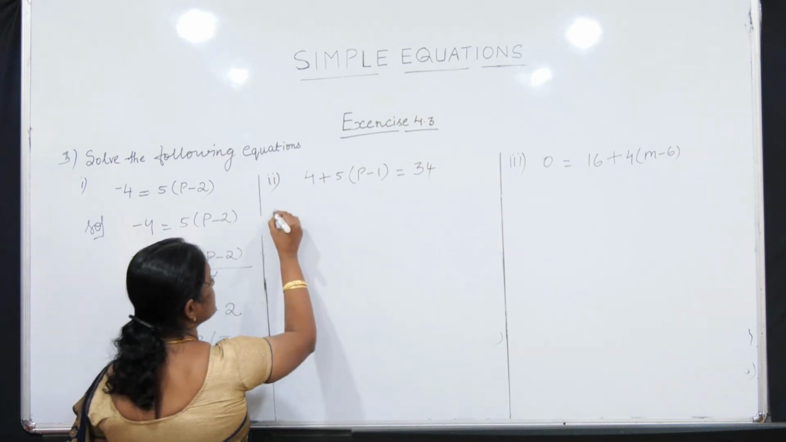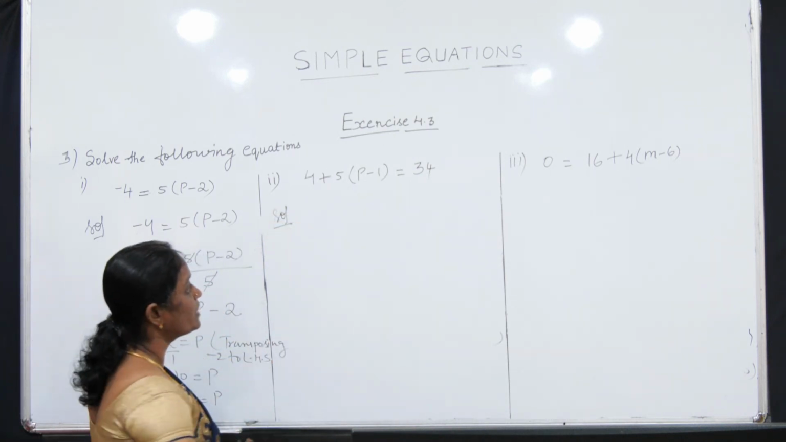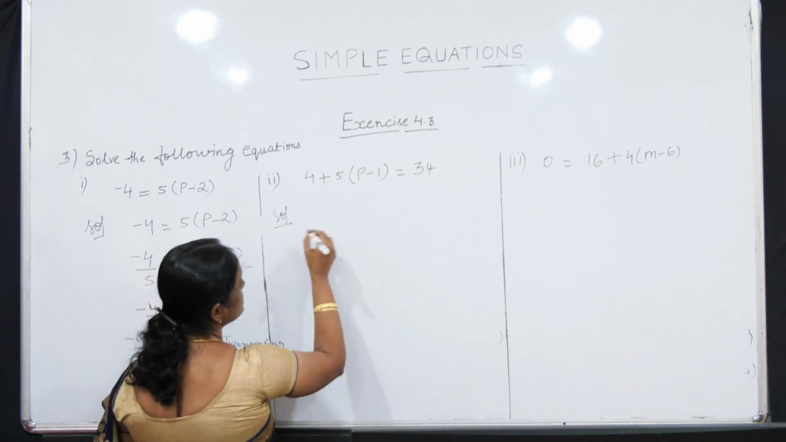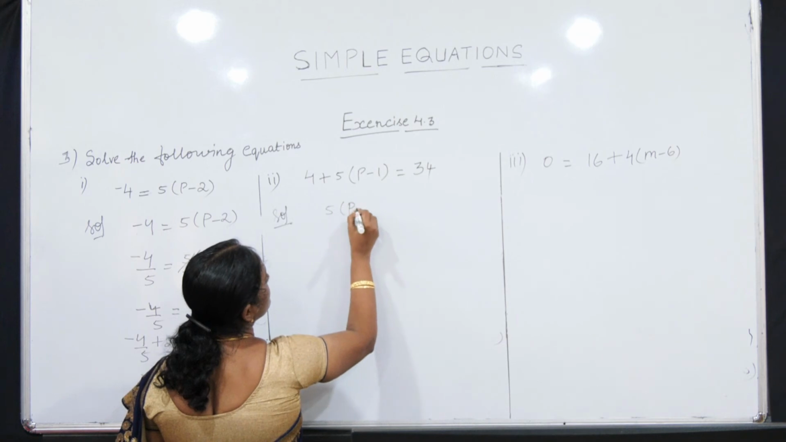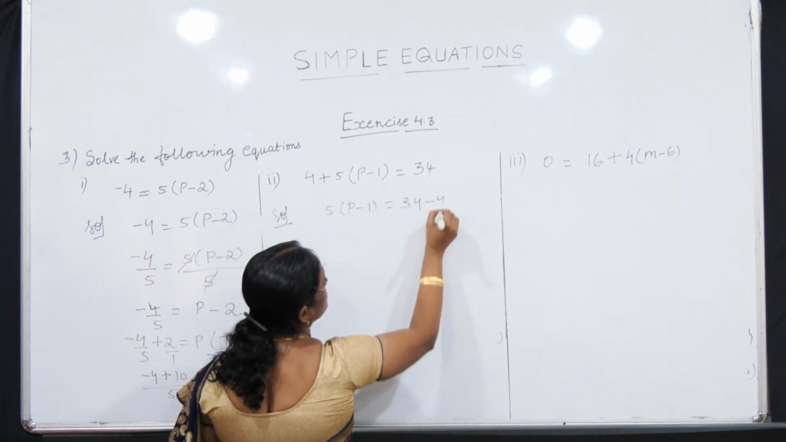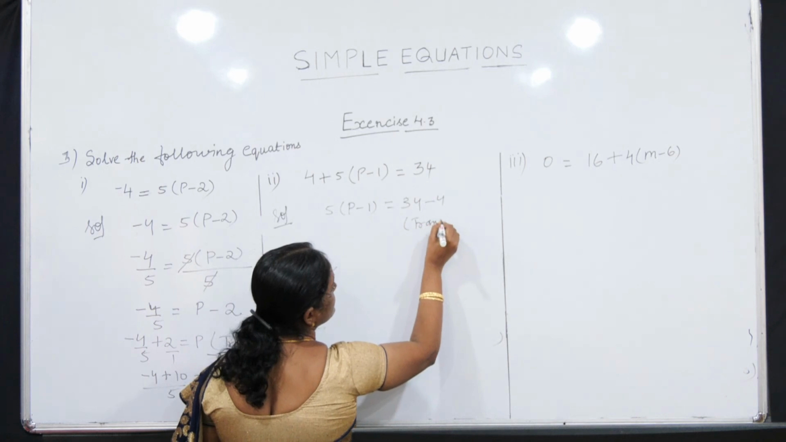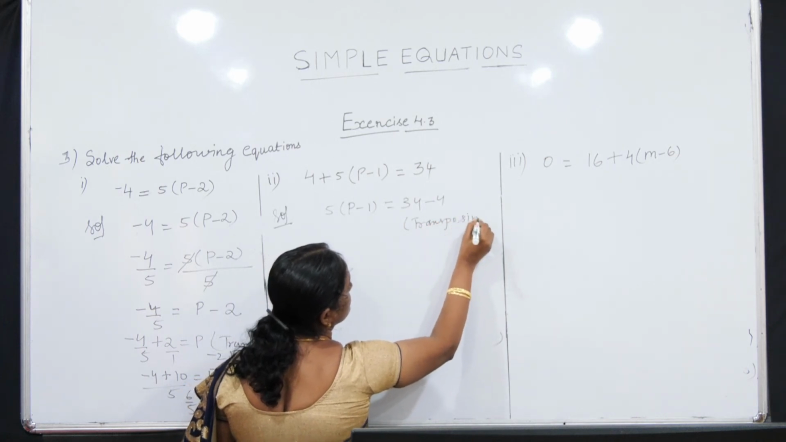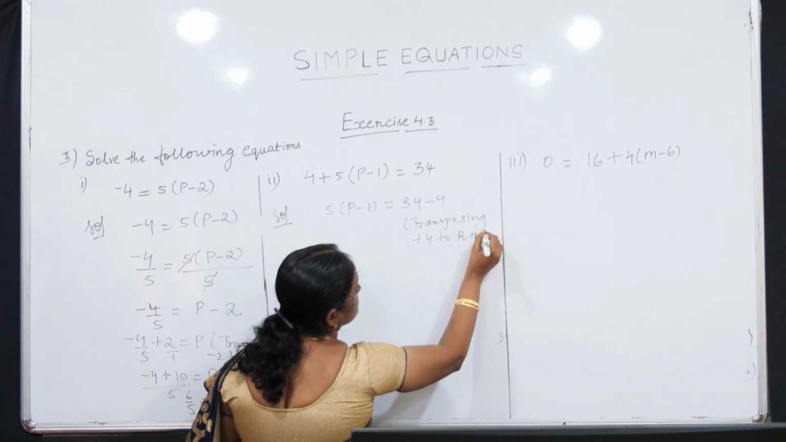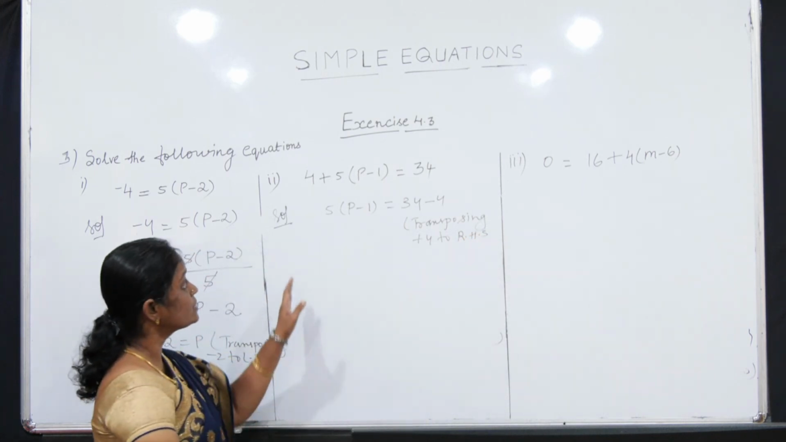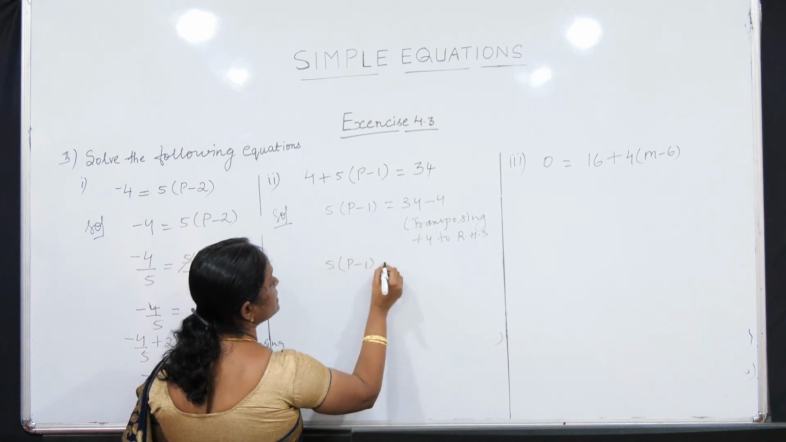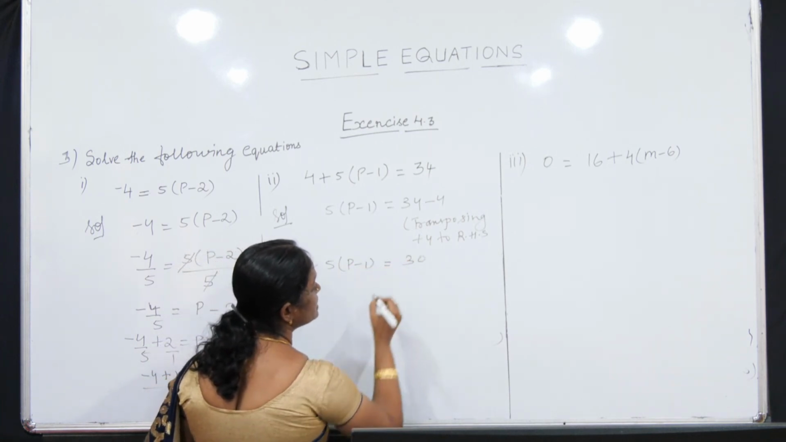The next equation is 4 plus 5 into p minus 1 is equal to 34. Here first transposing +4 to RHS. The first step is we have to transpose +4 to the RHS. So here the next step will be 5 into p minus 1 is equal to 34 minus 4, that is 30.